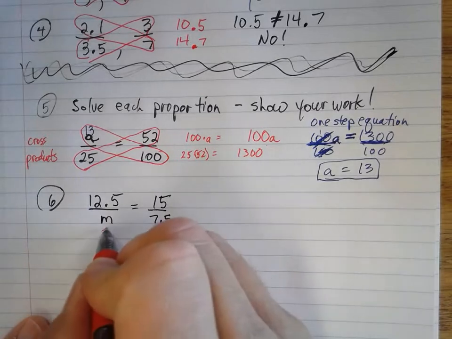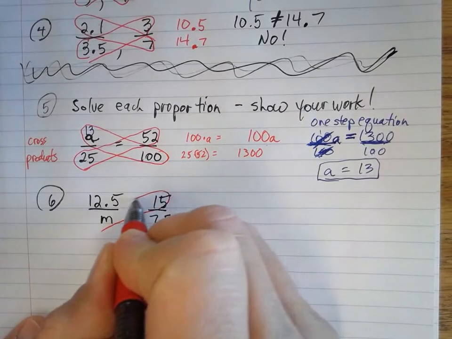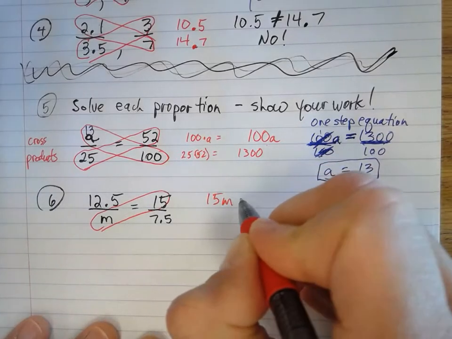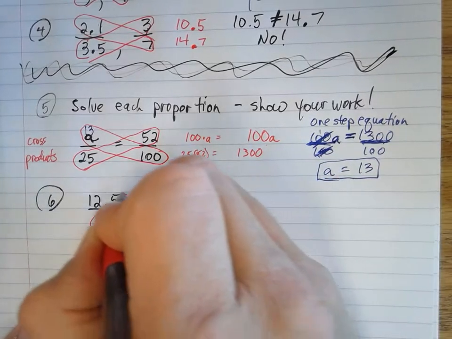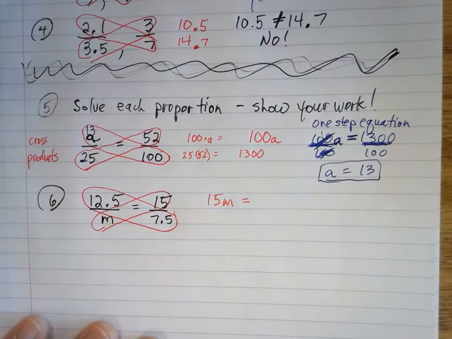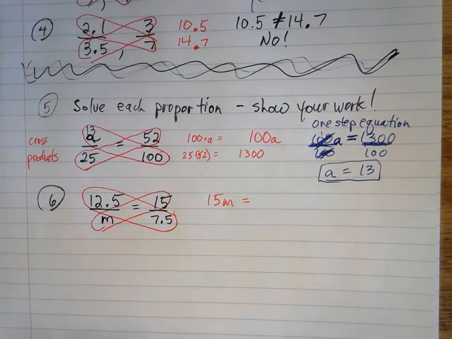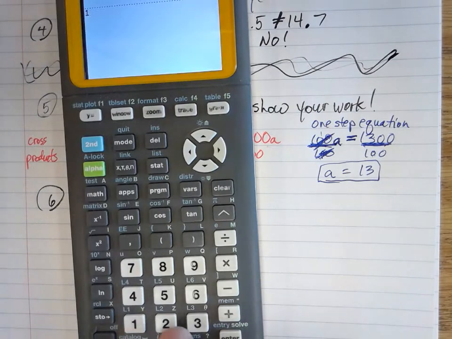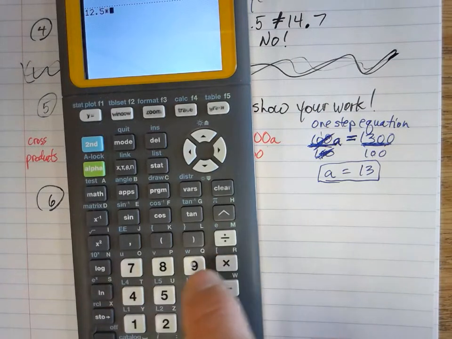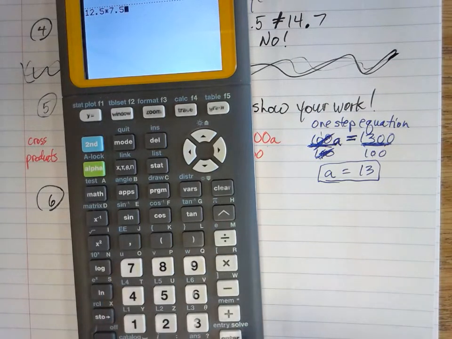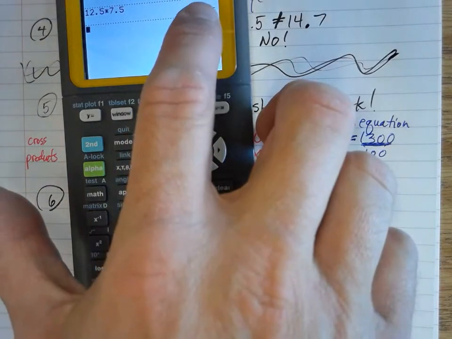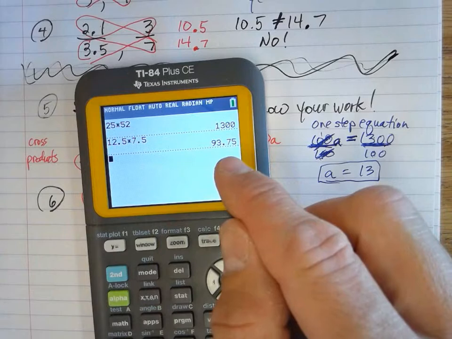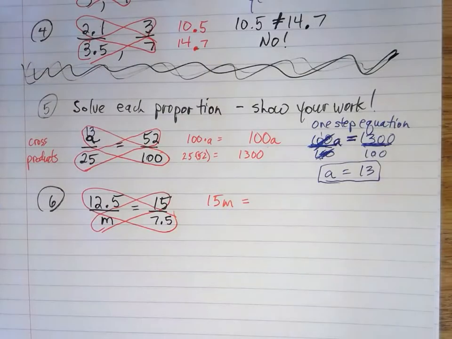Okay? So first what I'm going to do is where the m is, the variable, 15 times m is 15m. Now, I'm going to come over here, 12.5 times 7.5. If you want to multiply it out by hand, feel more than happy to do it. Okay, I'm just going to do it right here, 12.5 times 7.5 on my trusty calculator. 93 and, oh, y'all can't see that. 93 and 75 hundredths, okay? 93 and 75 hundredths.